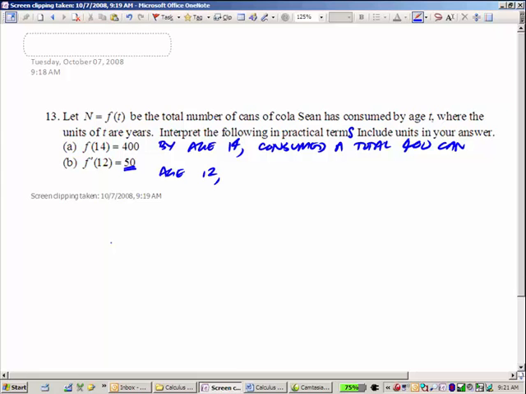What does that mean, Rachel? He drinks an average of 50 cans per year. No. At that point in time, his rate of cans per year is 50 cans per year.